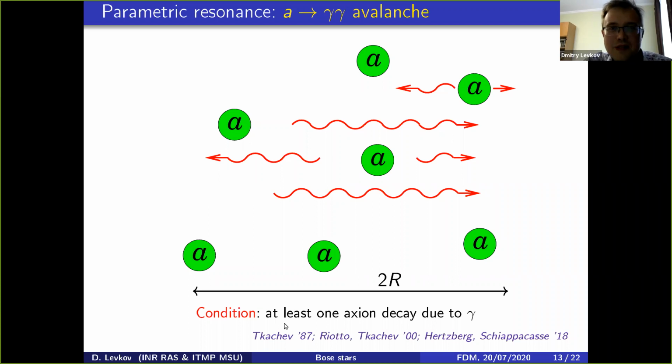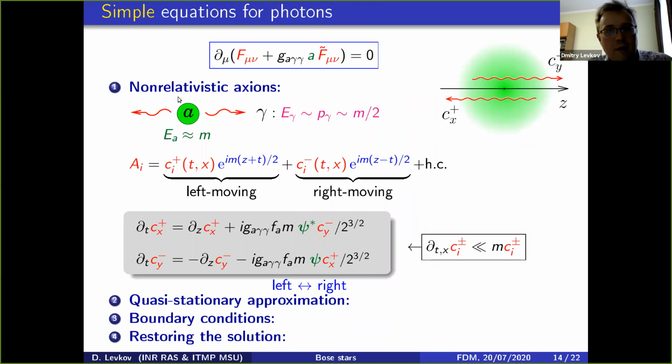This is a cool process, and we decided to study it. Here is the equation for the electromagnetic field interacting with axions. Axion is A in green. And how can we simplify this equation? Like in the previous slides, the photons are created by axions, and axions are non-relativistic. So the energy of axions is approximately the mass, and the energy of 2 gammas is approximately mass over 2. Since they are massless, the momentum is approximately mass over 2.